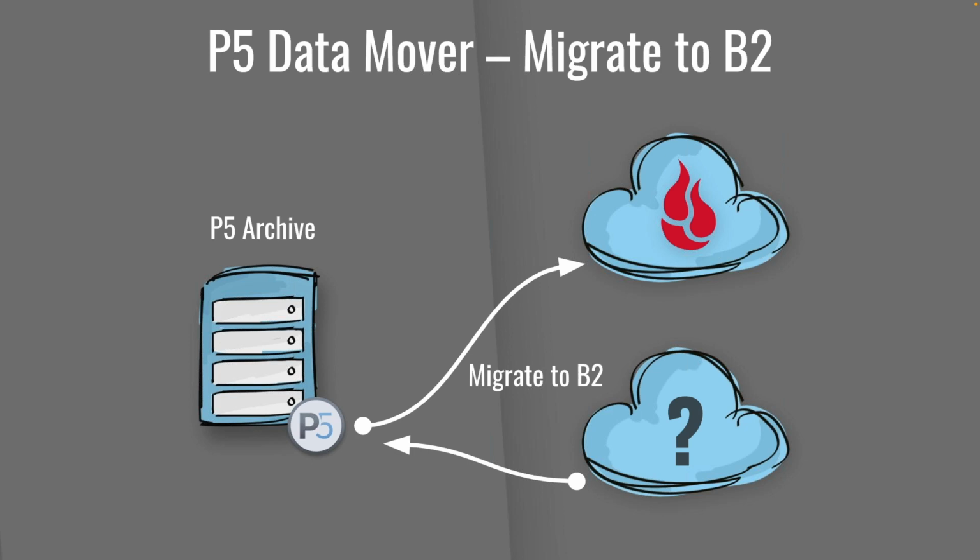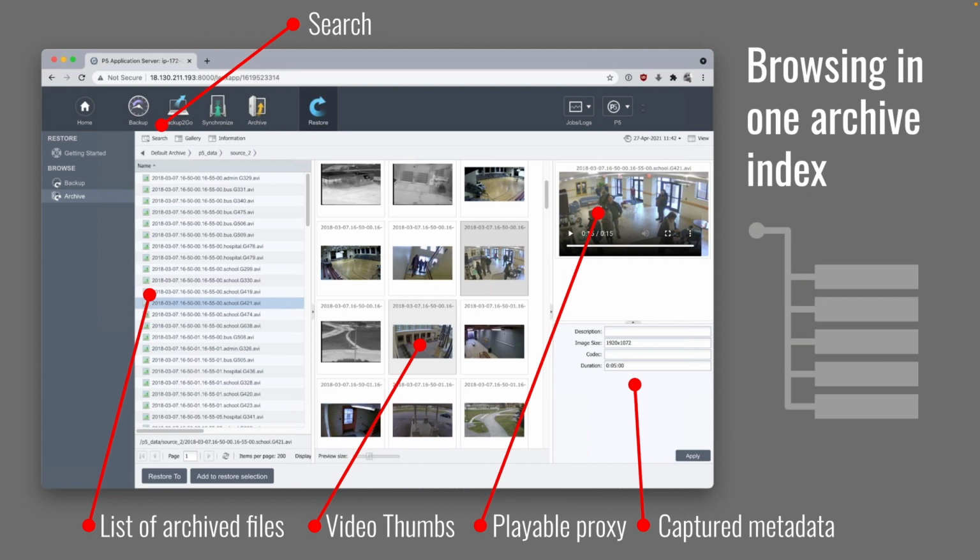So there's more than one way to do this transfer. If you've already been archiving data to tape or cloud with Archiware P5 Archive, then the data mover will help you in that kind of situation.